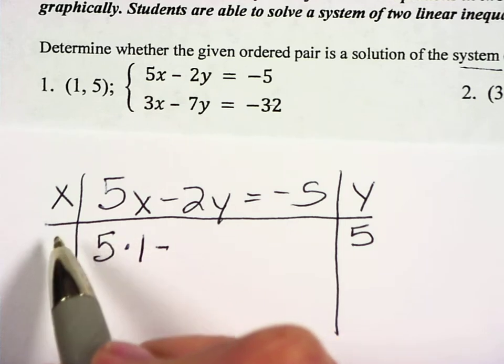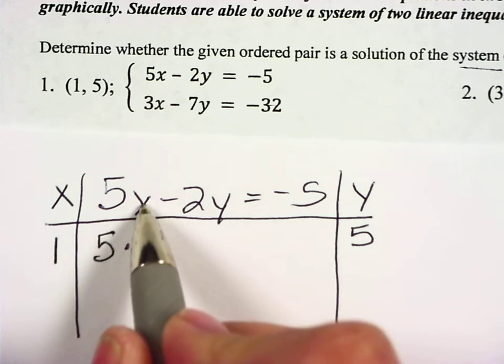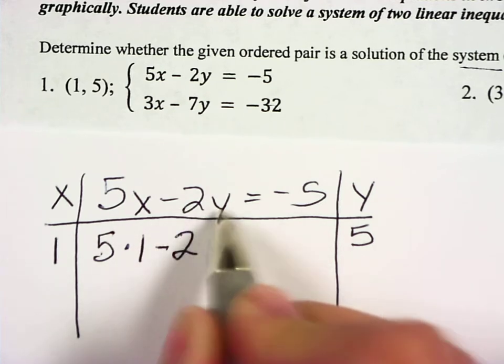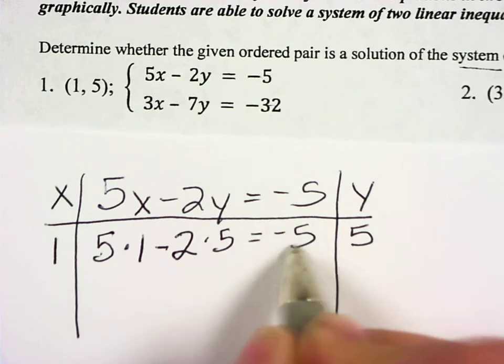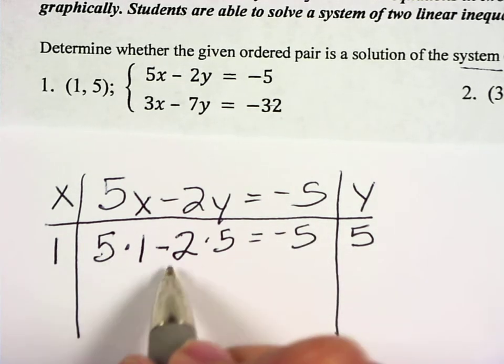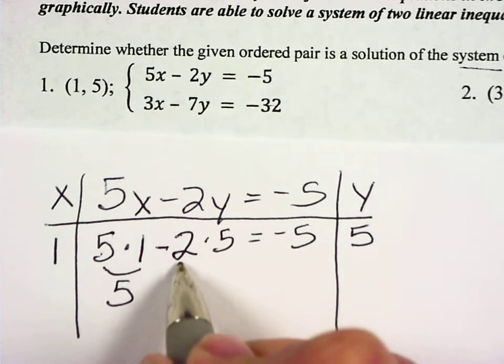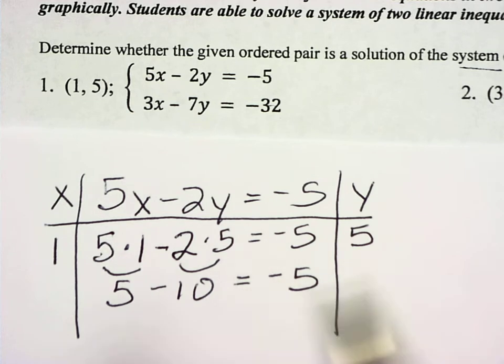So I plugged in 1 for x, and we're going to put 5 times 1, minus 2 times y, which is 5, equals negative 5. I multiply before I subtract, so I have 5. Negative 2 times 5 is negative 10. Bring down my negative 5.